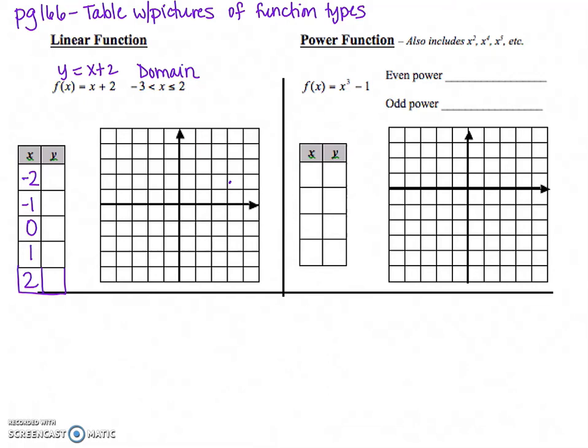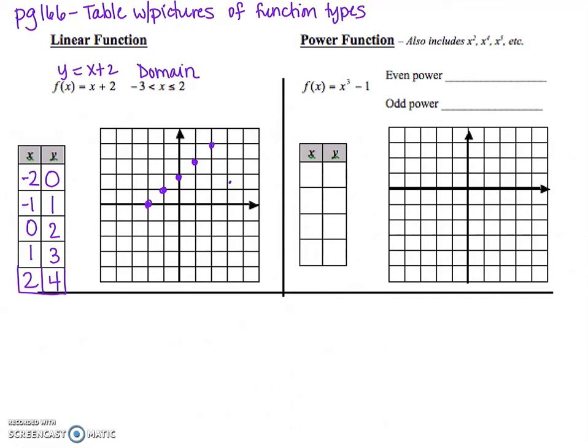So -2 plus 2, that's going to give us 0. -1 plus 2 is 1. 0 plus 2 is 2. 1 plus 2 is 3. 2 plus 2 is 4. I'm just plugging those numbers in. And then I plot these points: -2, 0; -1, 1; 0, 2; 1, 3; and 2, 4.